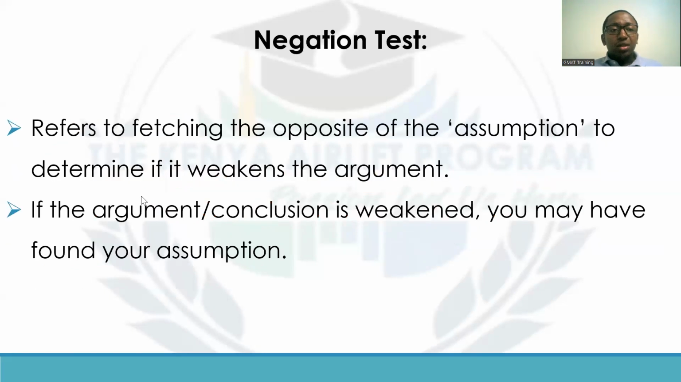So we have the negation test. This is fetching the opposite of the assumption to determine if it weakens the argument. If the argument or conclusion is weakened, you may have found your assumption. Notice that we say assumption in quotes because it's a potential assumption in the answer choices. If you take that answer choice and negate it, or make it the opposite of whatever it's saying, it's supposed to weaken the conclusion.